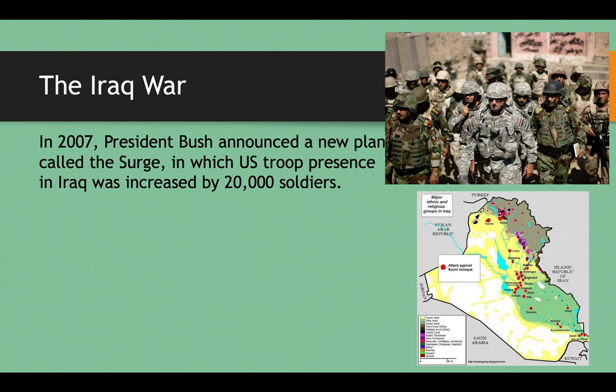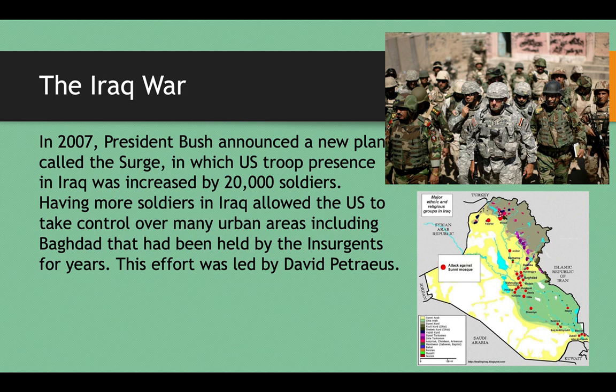Well, in 2007, with the war not going well, President Bush announced a new plan called the Surge, in which the U.S. troop presence in Iraq was increased by 20,000 soldiers. Now, a lot of people at this time said that this is a mistake. With the war not going well, why would you send 20,000 additional Americans over there to be put into harm's way? But actually, it worked very well, because having more soldiers in Iraq allowed the U.S. to take control of many urban areas that they had been fighting over for years, including Baghdad, which had been held by the insurgents for many years.